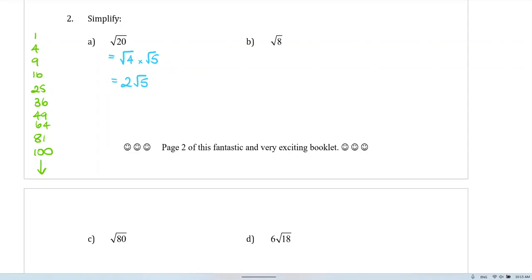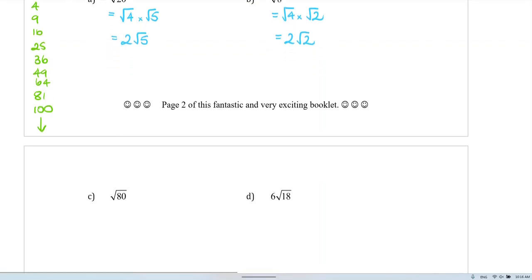Let's try it again. Square root of 8. 8's not a very big number. The only perfect square number that is less than 8 is the 4. Luckily 4 works because 4 times 2 makes 8. So I split the surd to be square root of 4 times square root of 2. Again, the square root of 4 is 2, so it will be 2 root 2.